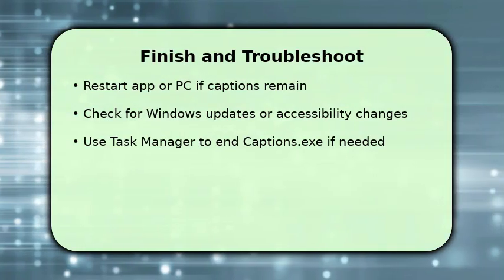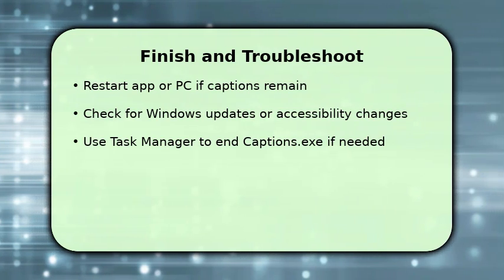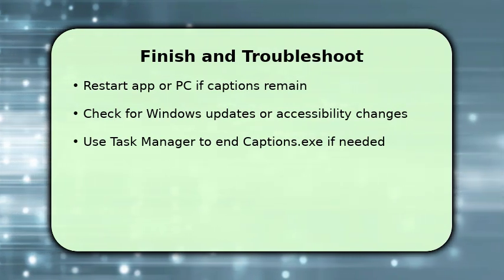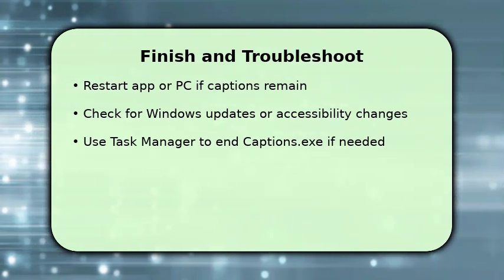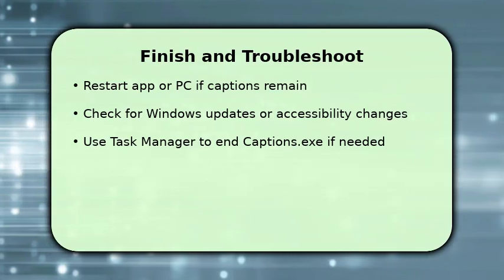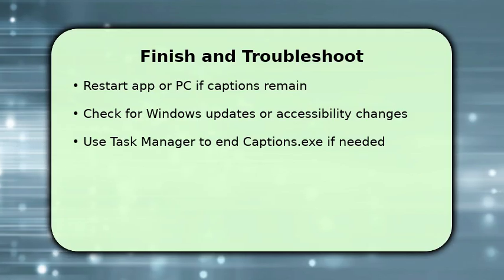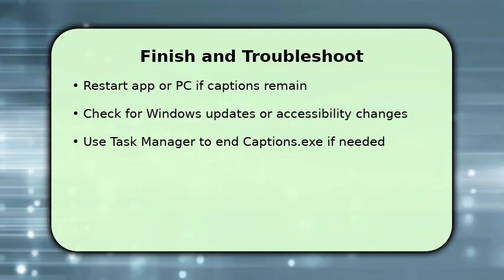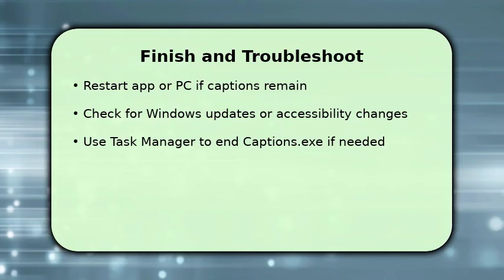After you turn live captions off, close any app that was showing captions and reopen it to verify the change applies. Some apps cache accessibility states. If captions still appear, restart the PC to force system components to reload. Make sure Windows is up to date because builds can move settings around.